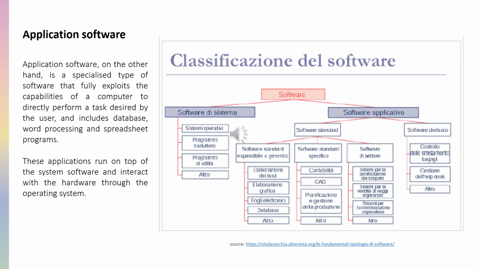Another typology of software is the application software. The application software is a specialized type of software that fully exploits the capabilities of a computer to directly perform a task desired by the user, and includes database, word processing, and spreadsheet programs. These applications run on top of the system software and interact with the hardware through the operating system.